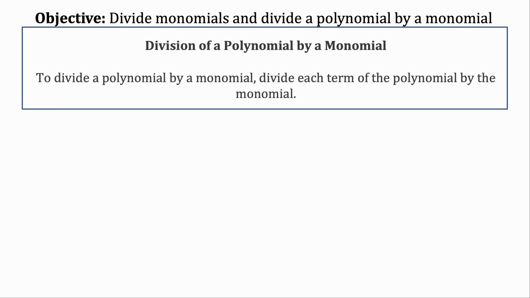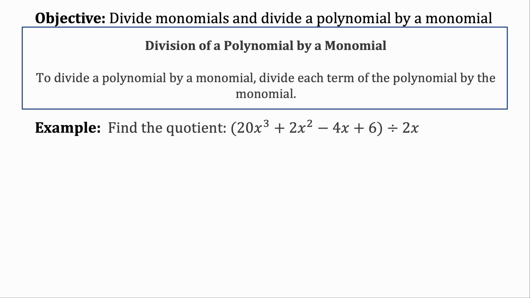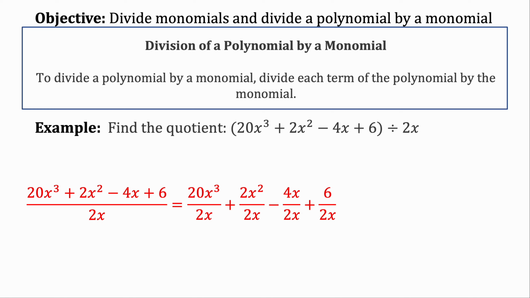In this next example, we are going to divide a polynomial by a monomial. The thing that you want to remember is you're going to divide each term of the polynomial by that monomial. So here's an example. We have this polynomial we see in the parentheses divided by 2x, a monomial. So again, you could write it as a fraction. So you could write that polynomial over 2x. But technically we'll want to divide that 2x into each of the terms.